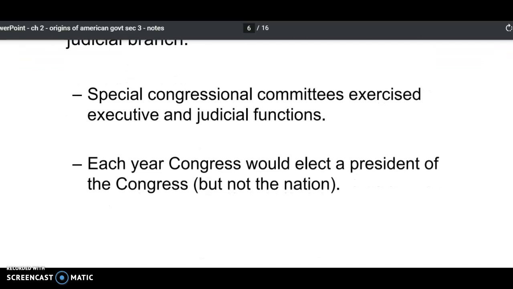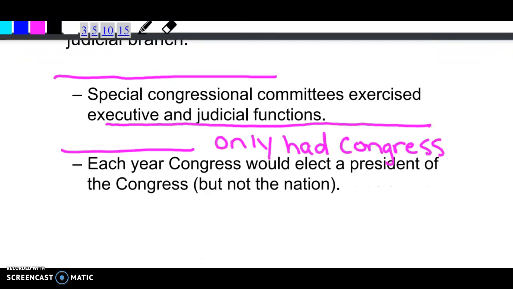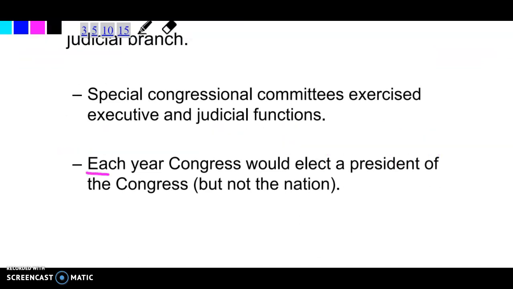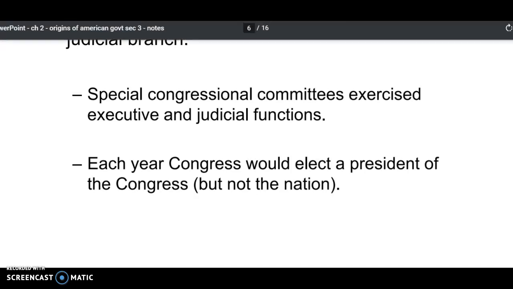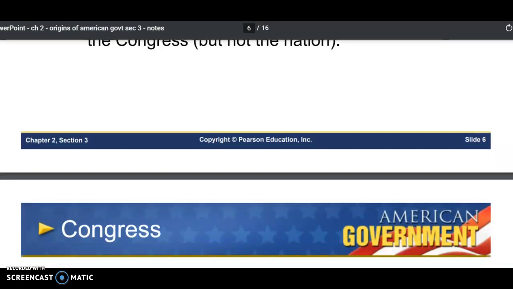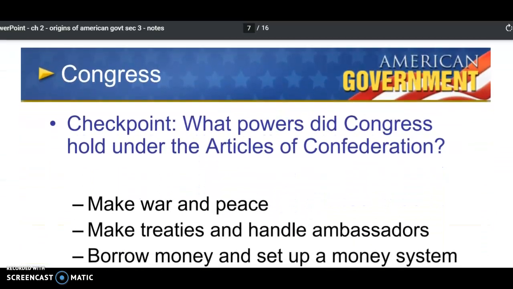Something else that's interesting during this time was that each year Congress would elect a president of the Congress, not the nation. So there still wasn't a president of the United States. The Congress, the people in Congress, would elect a president of Congress. The people did not vote for that person. The delegates or the legislators in Congress voted for that president of Congress.